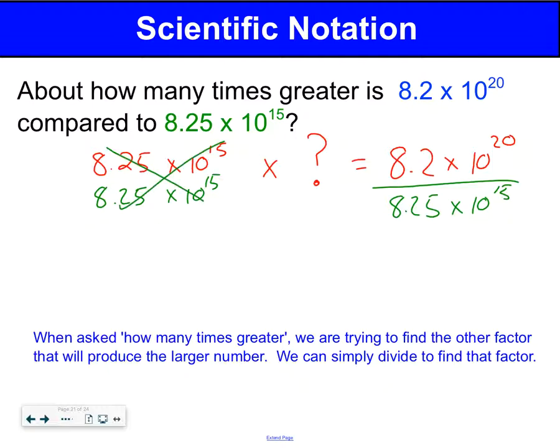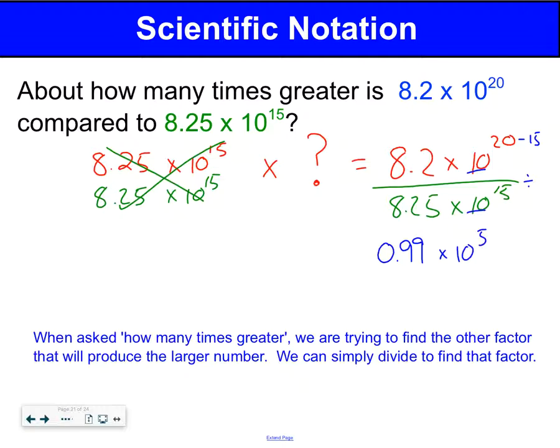So now I'm left with doing this division problem, which we should be able to do pretty simply, because I can simply do 8.2 divided by 8.25, which gets me something approximately equal to 0.99. And then I can do 10 to the 20th divided by 10 to the 15th, which when our bases are the same and we're dividing, we just simply subtract our exponents. So I get 10 to the 5th power.